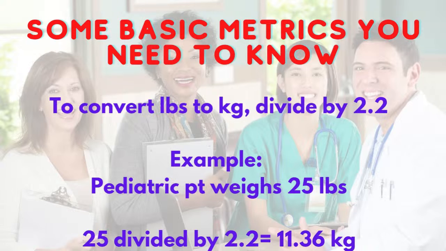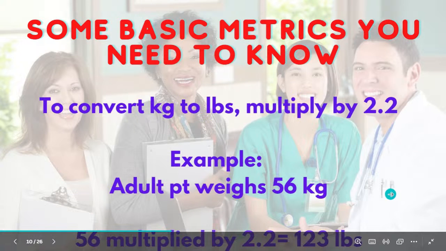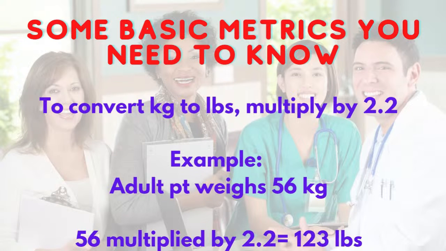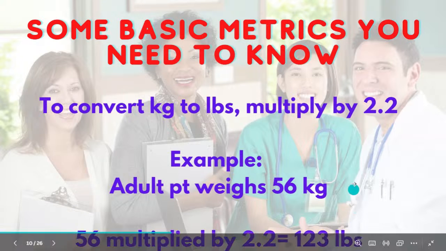Okay, now you're going to see some problems on your test that's going to ask you. You may have to just convert it, and that's that. Okay, and then vice versa. If you got to convert kilograms to pounds, then you're going to multiply by 2.2, right? So in this example, the adult patient weighs 56 kilograms. To figure out how many pounds that patient weighs, you're going to take that 56 and multiply it by 2.2, okay? And that's going to give you 123 pounds. Again, once you know these formulas, that's all you're doing is plugging in the numbers, okay?